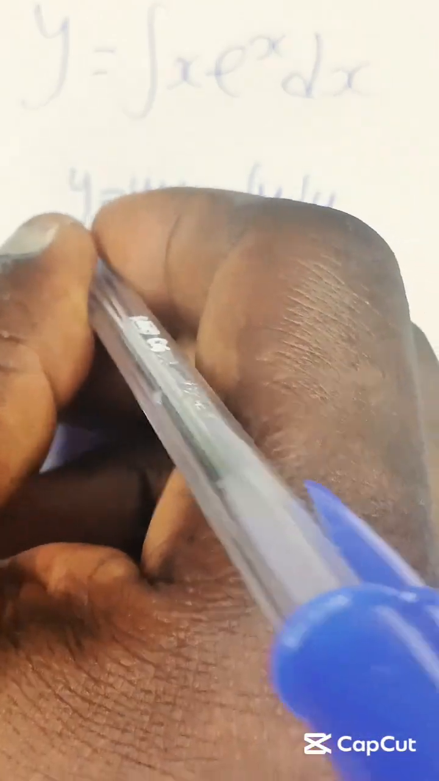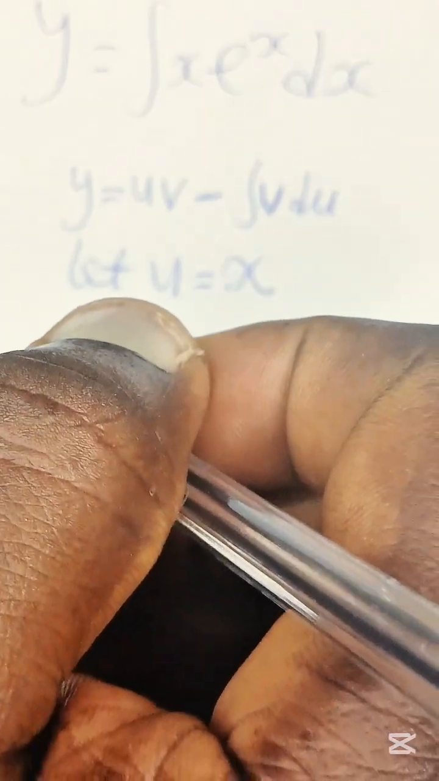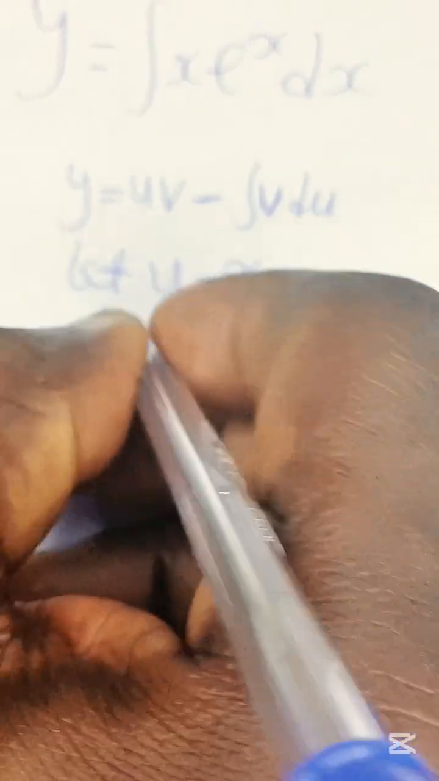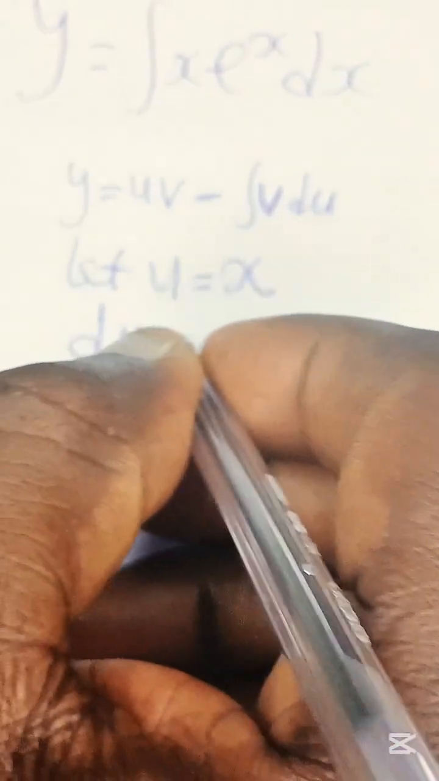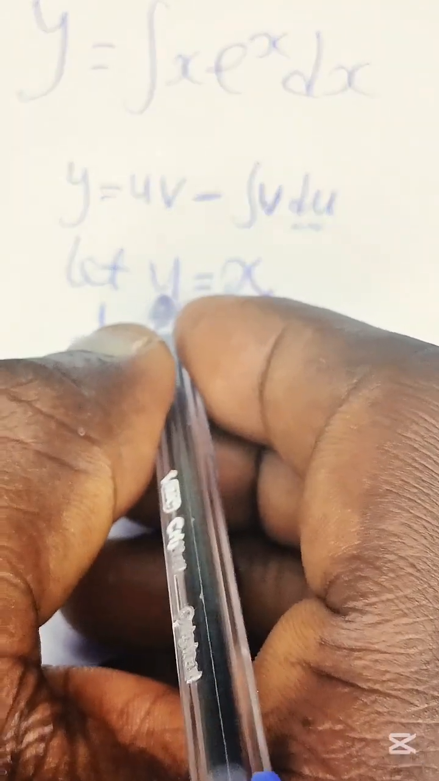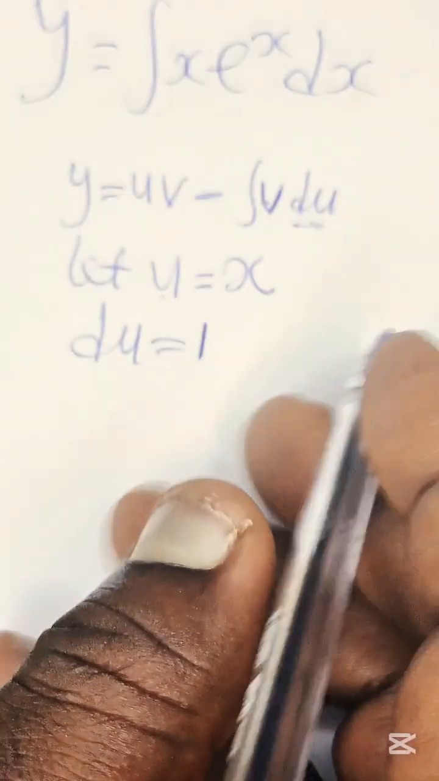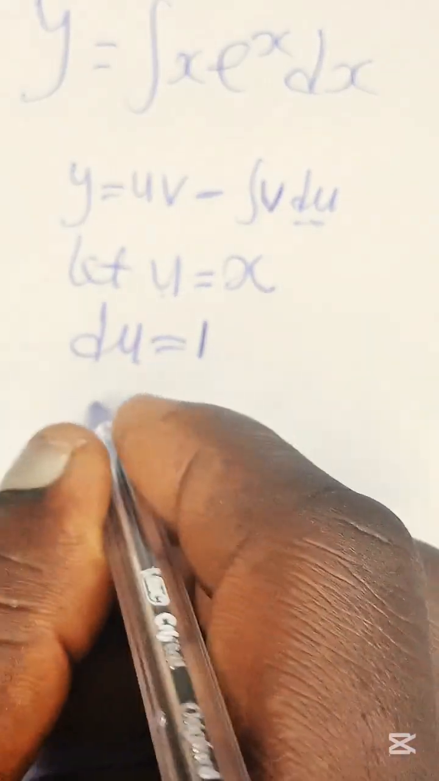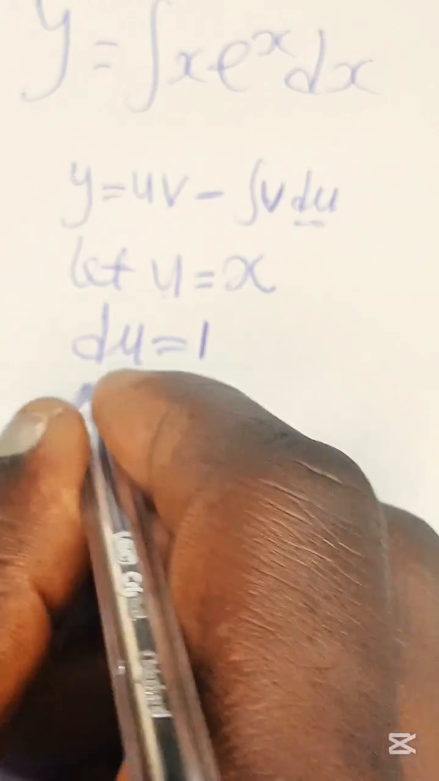Say let u be x. So u is equal to x, and du is 1. We have known u, but the problem now is we don't know v. So we will now say that v is integral dv.